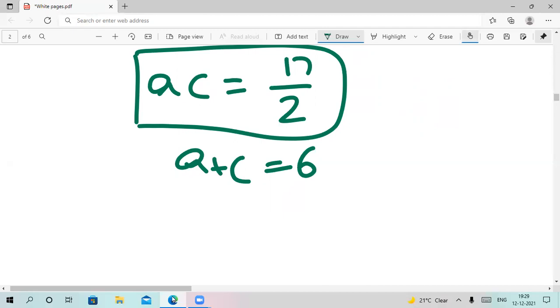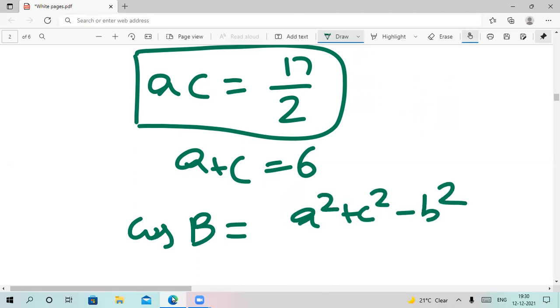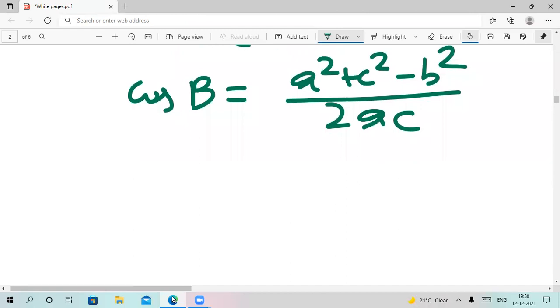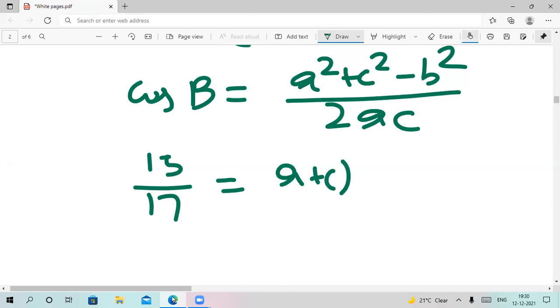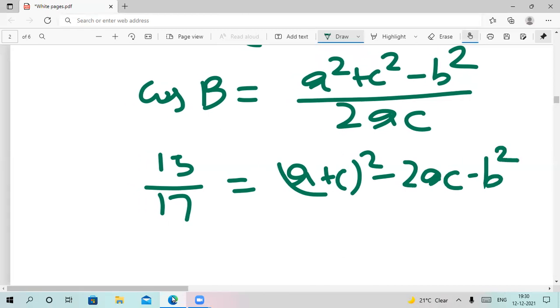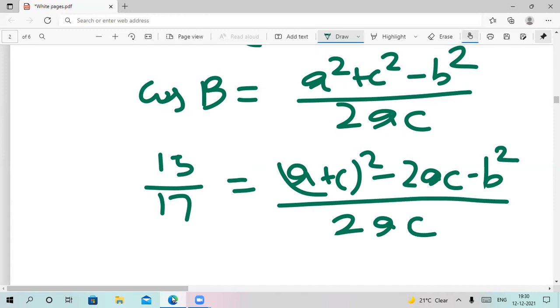But what I am now going to do is apply the cosine formula. The cosine formula says that cos B is equal to A square plus C square minus B square divided by 2 times AC. I will simply evaluate that. I know that the value of cos B is 15 divided by 17. I can express A square plus C square as (A plus C) whole square minus 2AC, and minus B square, divided by 2 times AC.